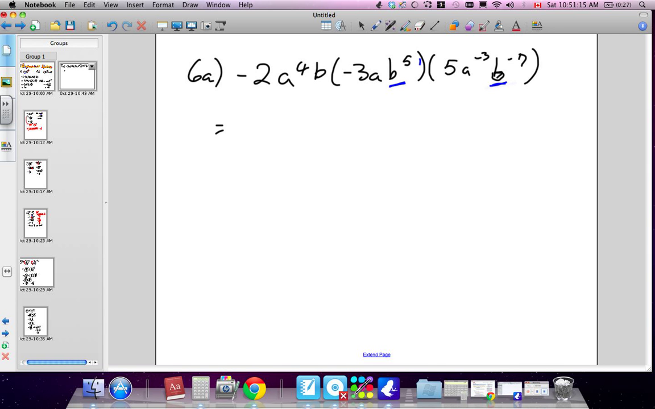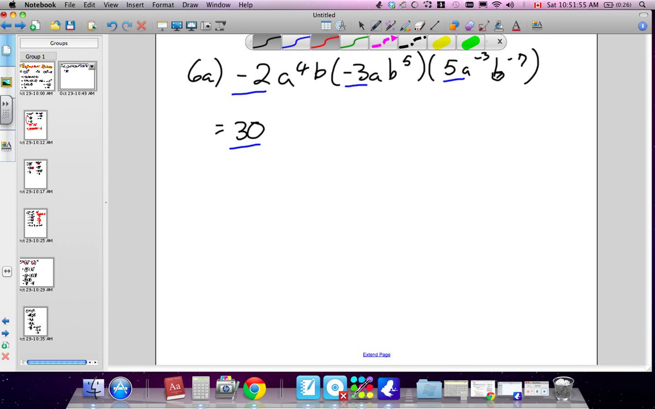Okay, so when I multiply, I'm going to deal with just the coefficients first. So negative 2 times negative 3 times 5. Multiplication rule, as long as I'm multiplying, I can do them all in one step. So what's negative 2 times negative 3? 6 times 5? 30. Yeah. We have 30. We've already simplified our coefficient. Now what I'm going to rewrite is my a's.